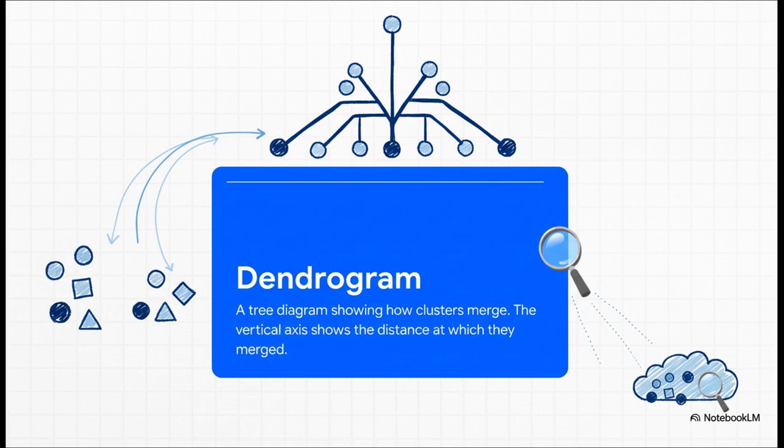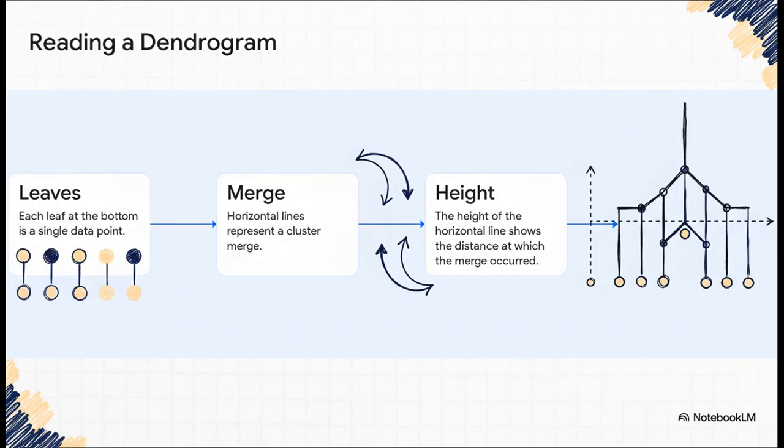The vertical axis is absolutely key here. It represents the distance. The higher up on the chart a merge happens, the more different those two clusters were when they were joined. Now, reading a dendrogram is a skill, but I promise it's straightforward. You start at the bottom with all your individual points. As you move your eyes up, whenever you see a horizontal line connecting two vertical lines, that's a merge.